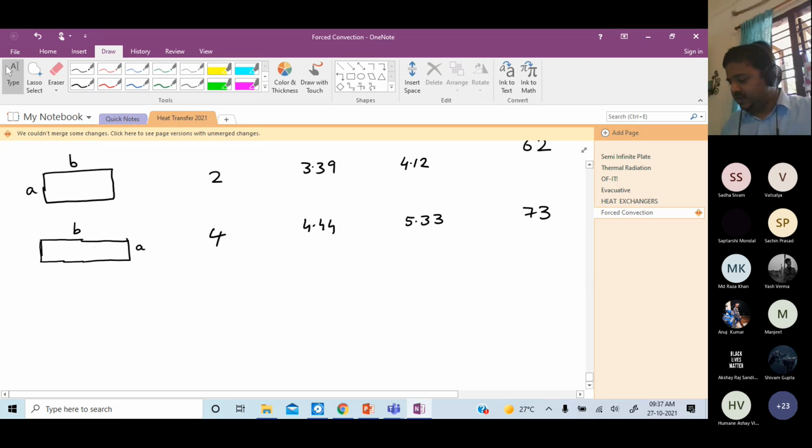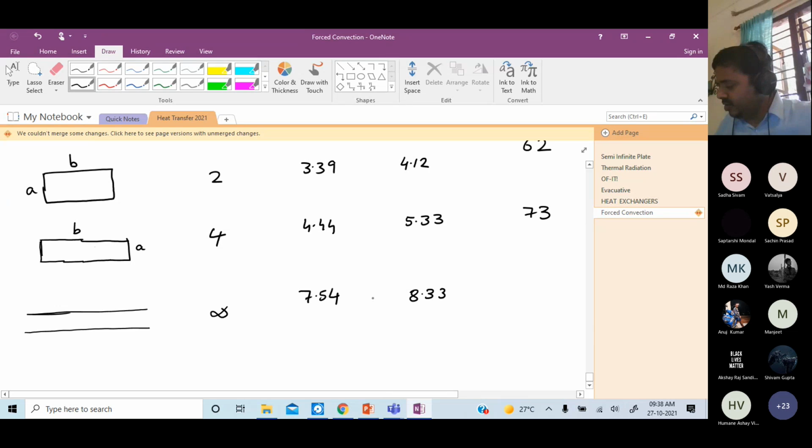And then finally, I said this is like a micro channel. One dimension is very small, the other is very long in comparison, so large, we are writing it as infinity. So this becomes 7.54.